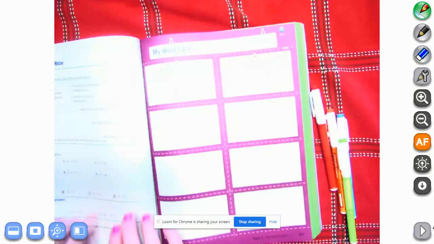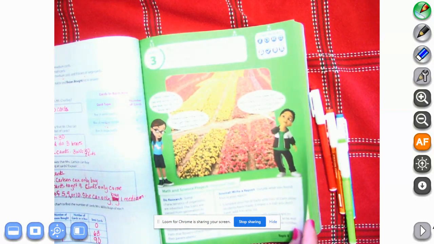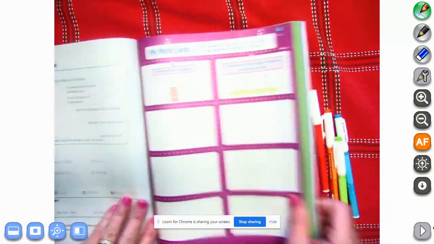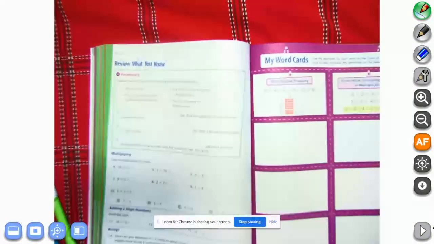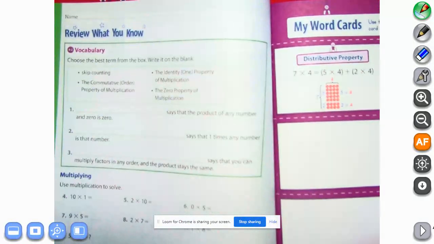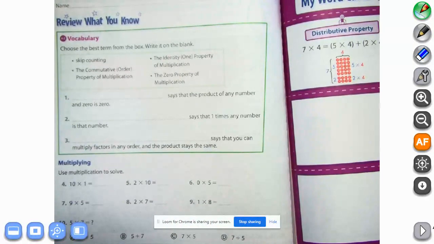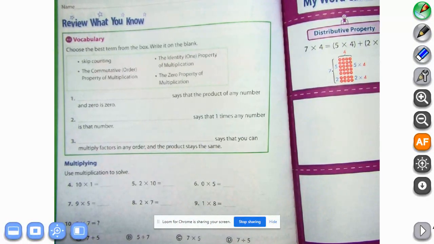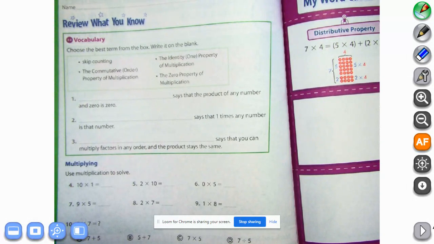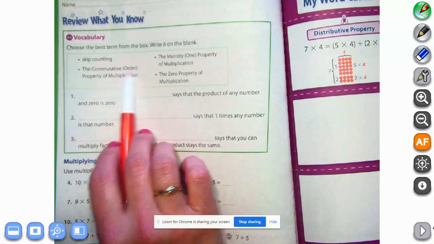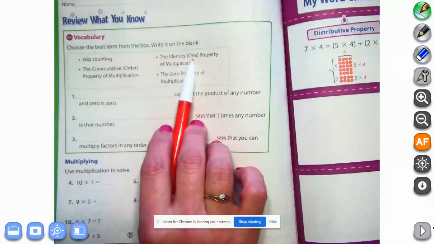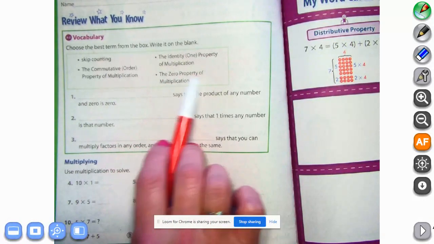All right. So we are starting topic 3. And when you turn this page to the review page, it says, review what you know. So we're going to do that page together. Okay. It says, choose the best term from the box and write it on the blank. Skip counting, the commutative property of multiplication, the identity property of multiplication, and the zero property of multiplication.